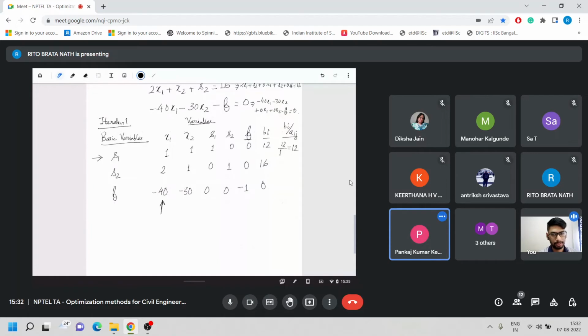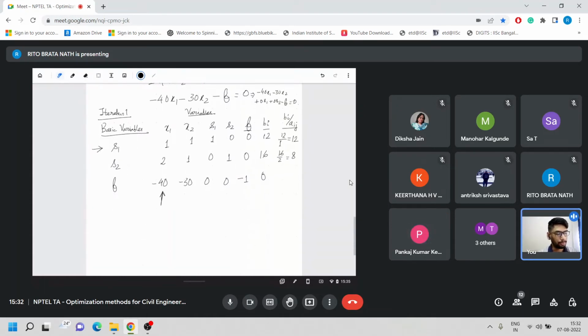For the next one, yeah, that's correct. It's 8. And for the final one, you don't have anything. Yeah, that's it. So that's fine. So now from this, which will be the leaving variable from the basis?